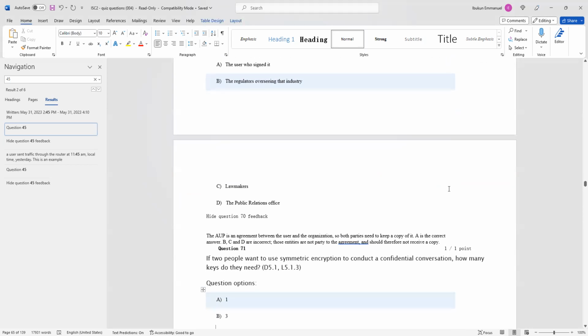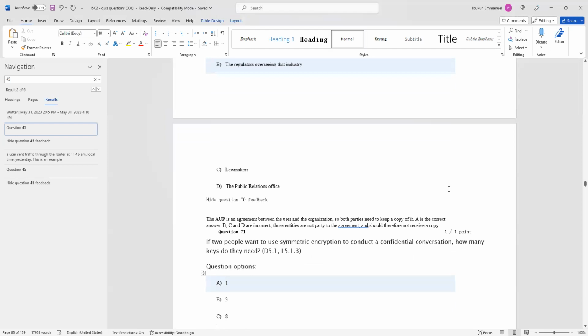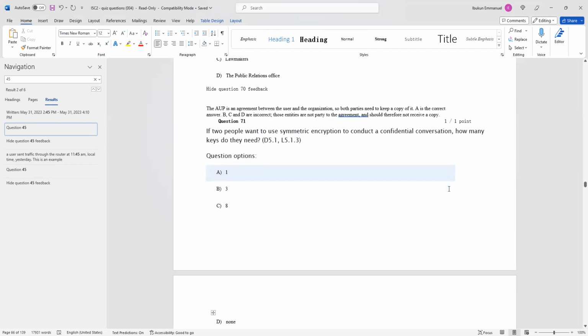If two people want to use symmetric encryption to conduct a confidential conversation, how many keys do they need? Now, as I said, we can't go through the full symmetric and asymmetric encryption tonight, but I'll post the two videos in a short while, the links to those, which you do need to take a look at.